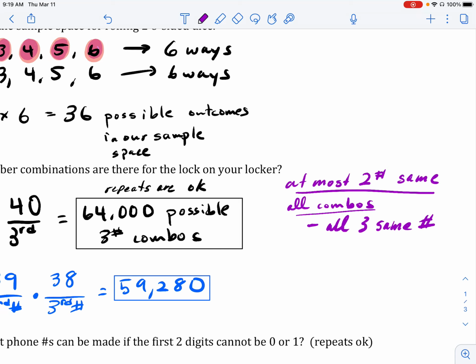Well, all the combinations, we said, is 64,000. And how many combinations are there where all the numbers are the same? Well, you would have 10 of those, the 111s, 222s, and I could even start at 000. So you subtract 10 from that. So you have a total of 63,990 combinations in this problem.